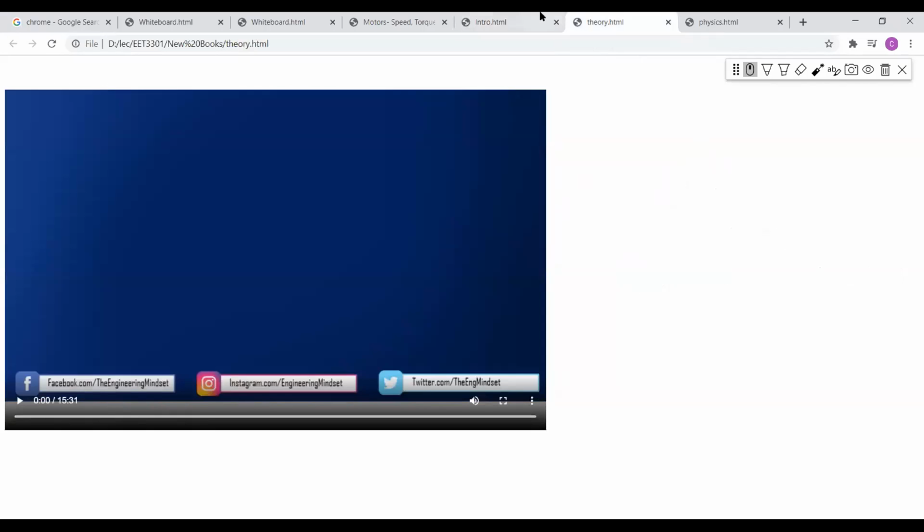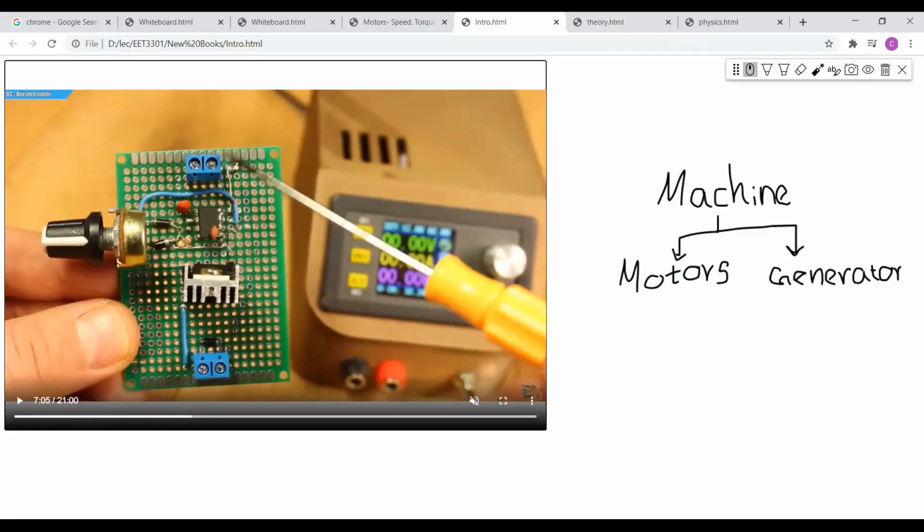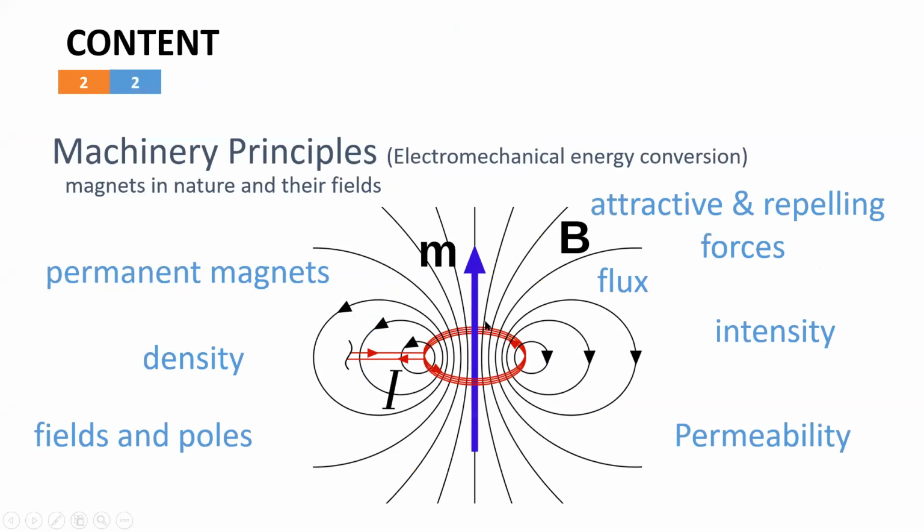And yeah, going back to my presentation again. The second part of this would be, again, under machinery principles, which means the basics you need to understand machines are coming from electromechanical energy conversion. Mostly these things you have already learned under the course electricity and magnetism. So permanent magnets, flux density, field and poles. You know that there are south and north poles. These things we are just going to have a review.